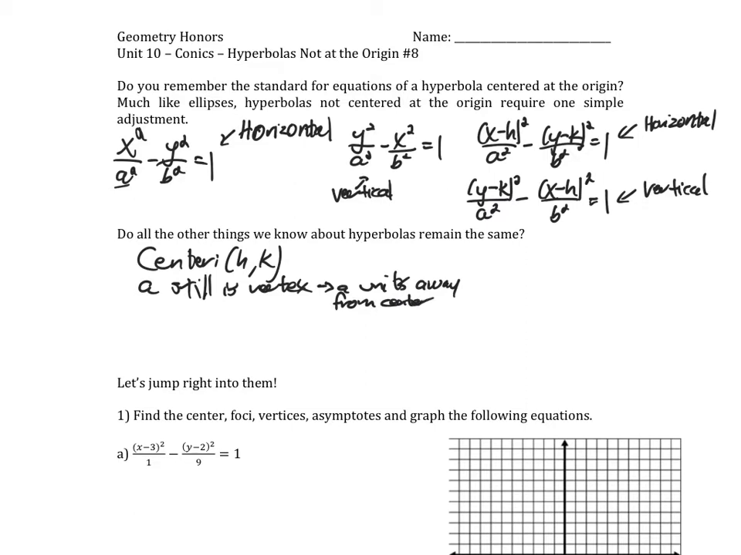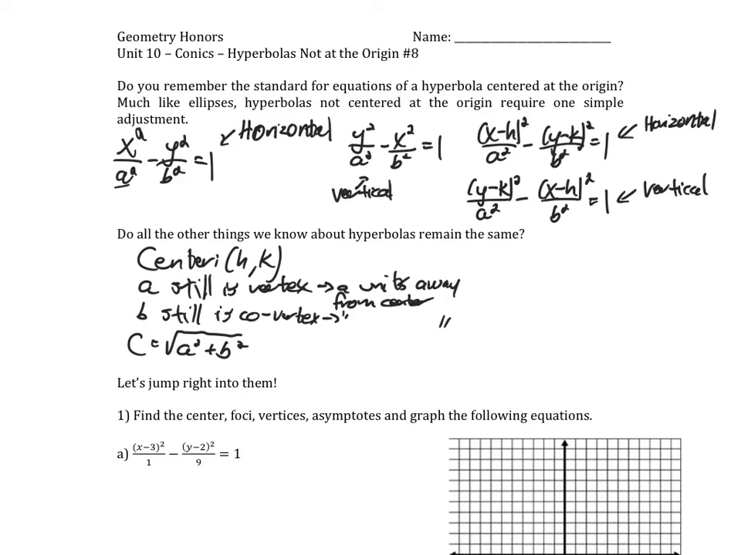And b is still the covertex. Same thing as above, it's going to be b units away. Now remember, the b value, the covertex, actually isn't on the graph, but I'll show you in a minute how we use b to help us graph those asymptotes. Okay. c, if you remember in hyperbolas, is where you can find the foci, and c was the square root of a squared plus b squared. That remains unchanged, which is great. c equals root a squared plus b squared.